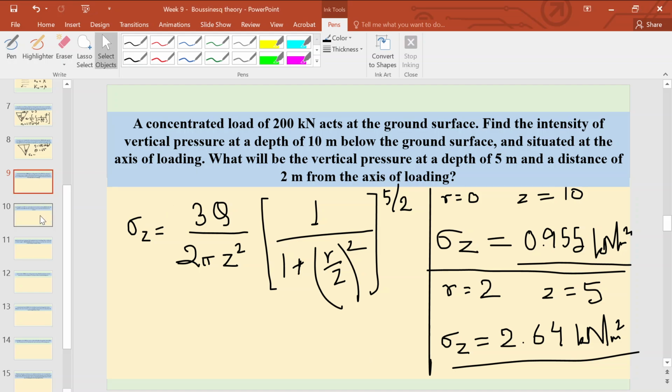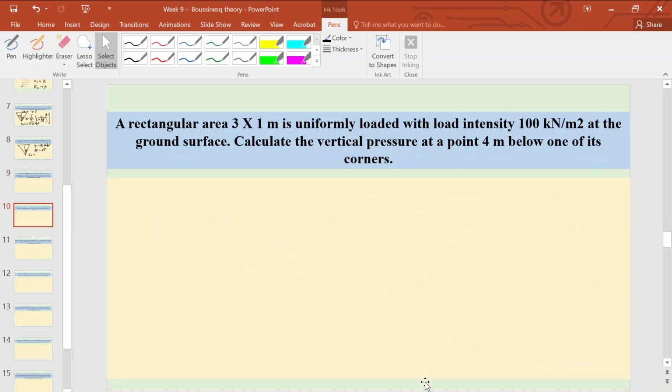So the next question. A rectangular area 3 by 1 meter uniformly loaded with load intensity of 100 kilonewton per meter square at the ground surface. Find the vertical pressure at a point 4 meter below one of its corners. Have you solved this, what is the answer you have got, and which way you have solved it?